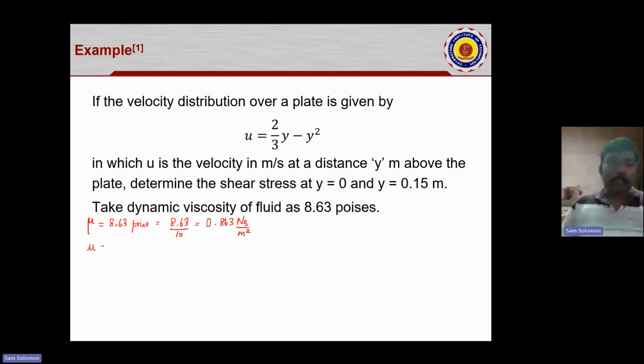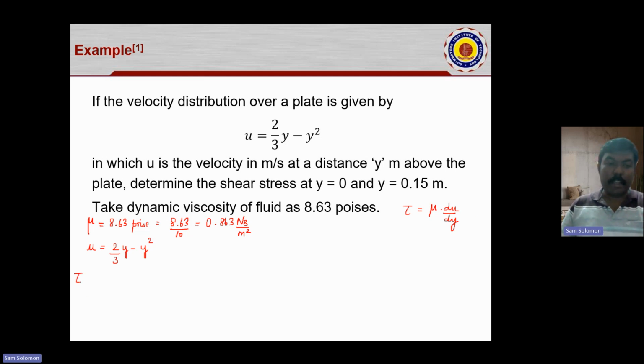And what is given to us is u, and they have said that it is 2 by 3 times y minus y squared. And they want us to find out the shear stress. So what do we know? Shear stress is mu times du by dy. So that is what Newton's law of viscosity tells us.